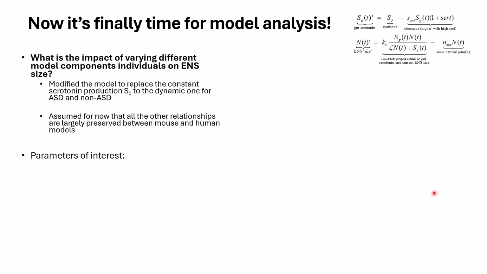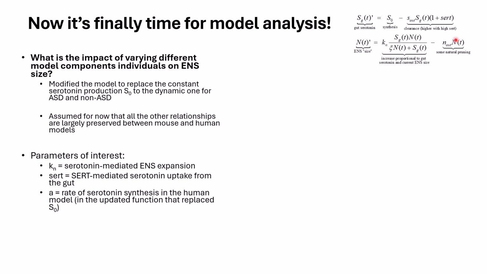The parameters of interest, recall this is my system here, are Kn, which is the serotonin-mediated expansion of the enteric nervous system, and my SERT parameter right here, which is essentially the clearance, SERT-mediated serotonin uptake from the gut: how much of it is cleared, leaving, and whatever is left is what goes into the formation of ENS size. I'm not giving the functional form here of what S0 is now replaced with for ASD and non-ASD kids. It is in the paper, you can look at it. But basically, there is parameter A, a rate of serotonin synthesis in the human model. It's an updated function that replaced the S0, and these were the key parameters for that.